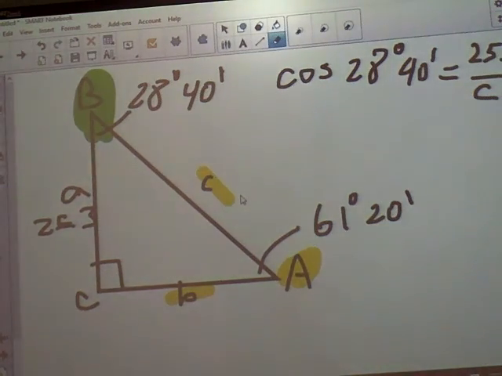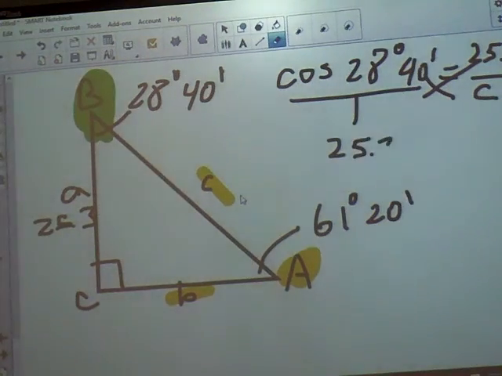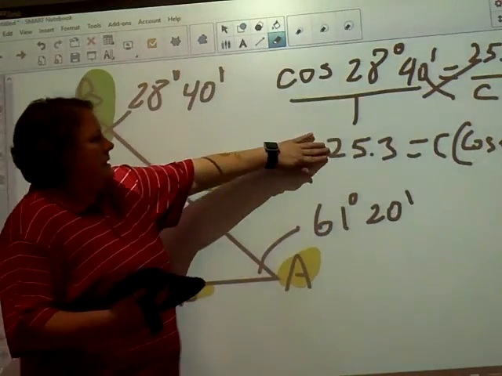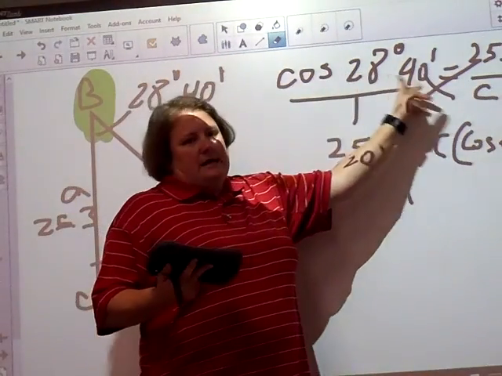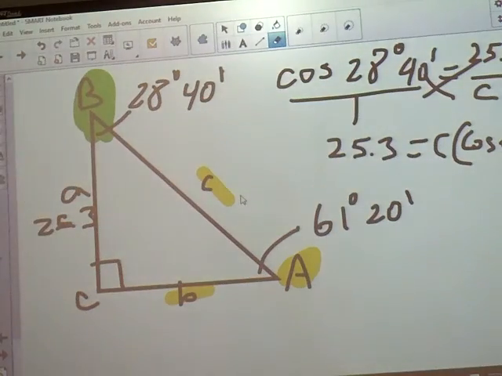Now this one's a weird one to solve because the C, what you're looking for, is on the bottom. So I always try to get you to envision that as a proportion. Put that over 1 and cross multiply. You're going to have 25.3 is equal to C times the cosine of all that stuff up there. So what would you do to get C all by itself? Right. Divide by that stuff. So what you're typing in your calculator is 25.3 divided by the cosine of 28 degrees and 40 minutes. And your calculator can handle all that. So get that all typed in there.